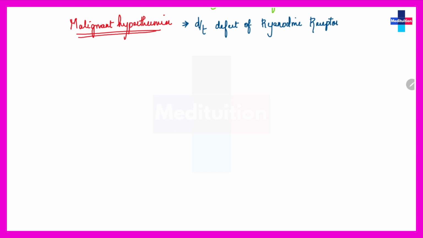Now we are going to see an applied part which is called malignant hyperthermia. What is malignant hyperthermia and why does it happen? Please remember, malignant hyperthermia always happens due to a defect of ryanodine receptors. We have seen ryanodine receptors in excitation contraction coupling, right? So when there is a defect of ryanodine receptors, what happens? There will be automatic efflux of calcium. Automatically calcium comes out from the receptor. So once it is coming out, it automatically binds with troponin C.